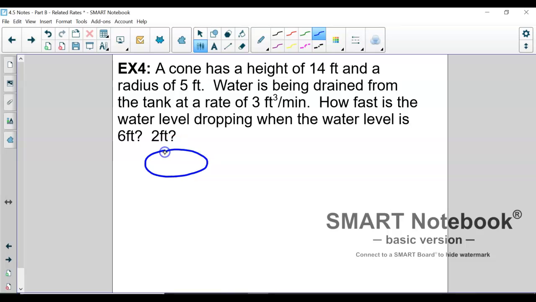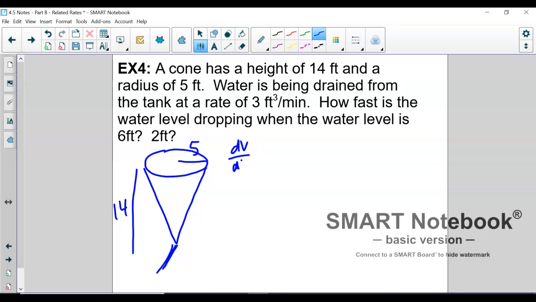So we've got a cone again, and it has a height of 14 and a radius of 5. Water is being drained from the tank at a rate of 3 cubic feet per minute. So that is our dV/dt is 3 cubic feet per minute. We want to know how fast is the water level dropping when the water level is 6 feet and then again at 2 feet.